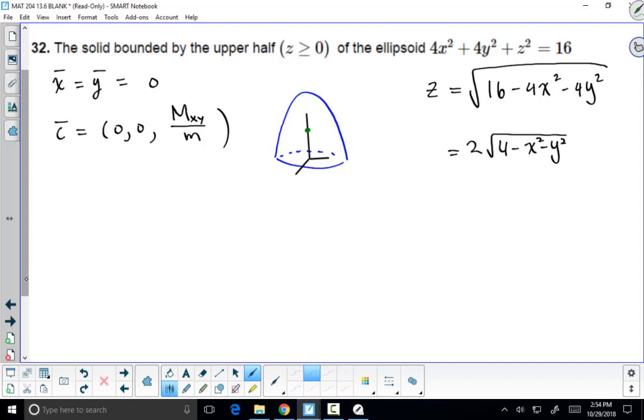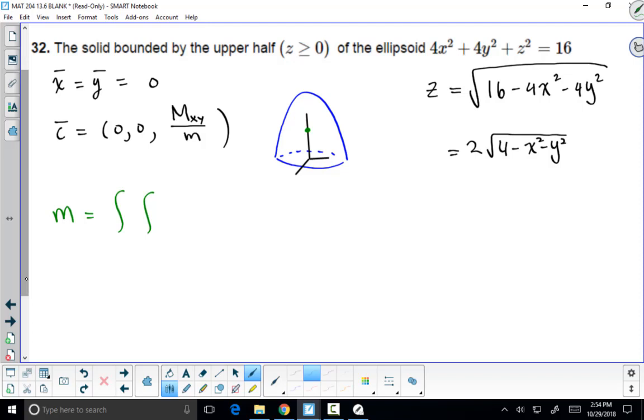Okay. So m sub xy and little m are what we're trying to find. So let's go find the mass first. It's always easier to set up the mass first. It's the easiest of the integrals, however many there are. And once you get the limits for the mass integral, they correspond to the limits for the other ones. So it makes most sense to go mass first.